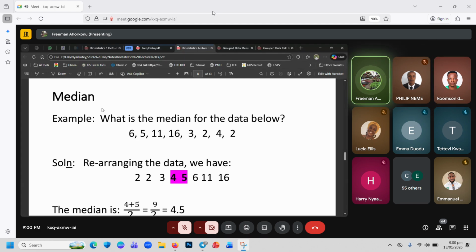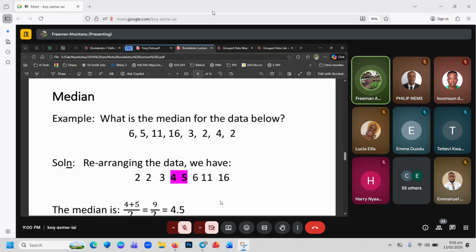That answers your question. What is the median for the data below? We have 6, 5, 11, 16, 3, 2, 4, and 2. So we are rearranging the numbers. We have 2, another 2, we have 3, we have 4, we have 5. We have 6, we have 11, and we have 16. It's arranged from the smallest to the biggest. So which number is at the middle? There is no single number.